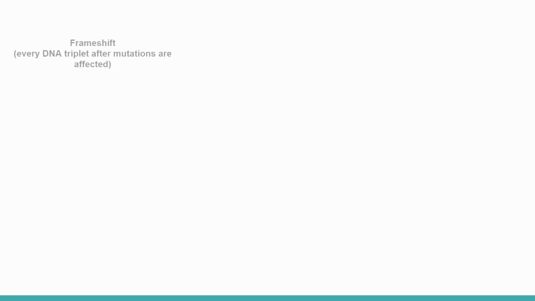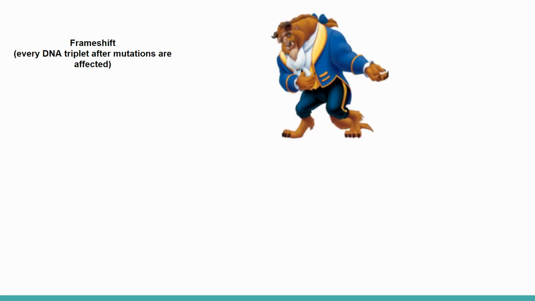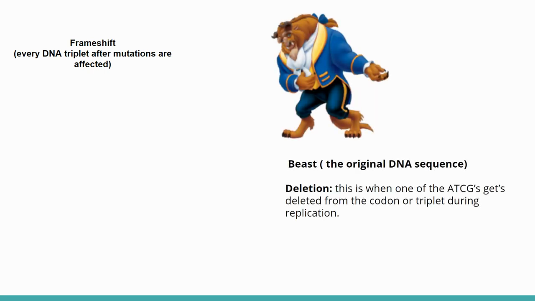We're going to do this again. We're going to go back to our frame shift. This time, using the beast again. He's our original DNA sequence, but this time we're going to go through a deletion. So again, this is one of our nitrogenous bases, A's, T's, C's, or G's. Now instead of getting something added in, we're going to lose something. We're deleting it. So beast loses an A and now becomes best. Best of what? The best of something, but he's no longer a beast.